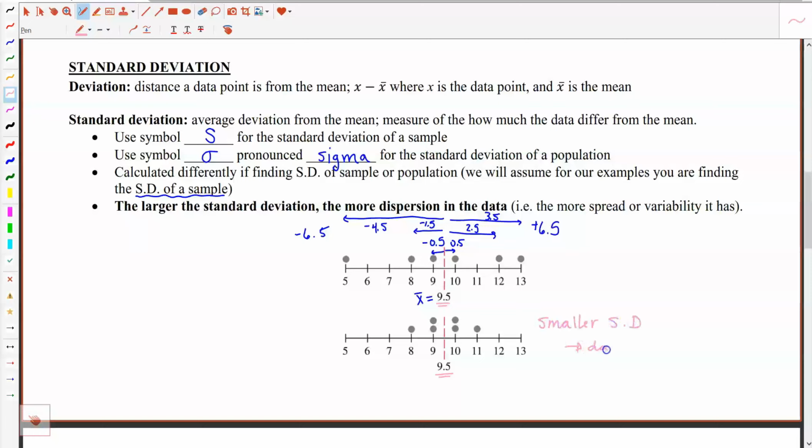So in this one, the data is more tightly clustered about the mean. So this is going to then be a number that gives us an idea about what's going on in the spread. So let's learn how to actually compute the standard deviation.